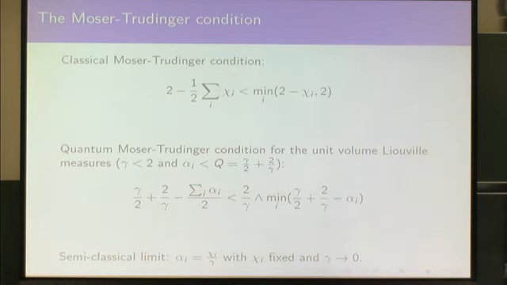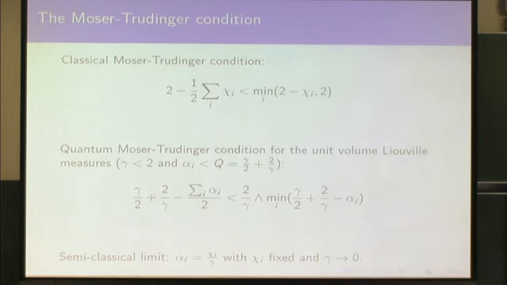It's a classical Moser-Trudinger condition, and so why did I call this the quantum Moser-Trudinger condition for the Liouville measure? Well, the unit volume measure exists if and only if you have this. Okay, so it's very, very close to this condition. It's really the quantum version of this Sobolev embedding theorem.